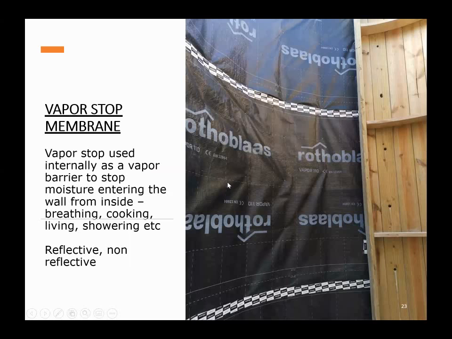A vapor stop membrane is used internally. This is waterproofing as we commonly know it. It's properly waterproof. This is a vapor stop used internally to stop moisture entering the wall from inside, from living, breathing, cooking, showering. These membranes are available in reflective and non-reflective. Commonly, you'll see reflective membranes being used in South Africa normally with steel sheeted roofs, but they could also be used internally on a timber structure.